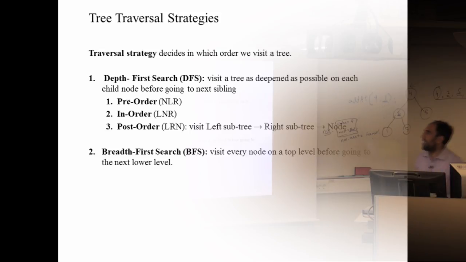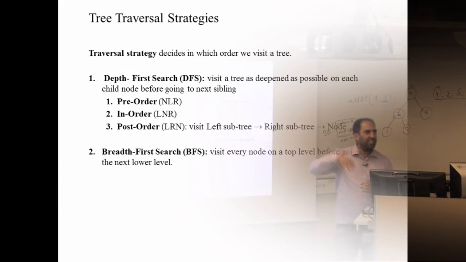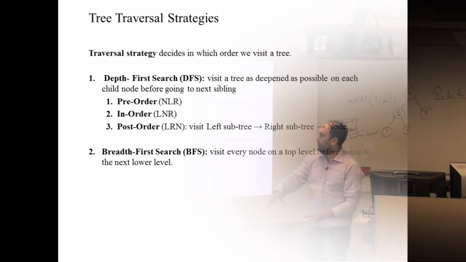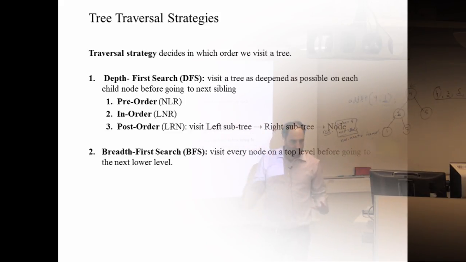It will become more clear here. Tree traversal strategies. Basically, we have two kinds of tree traversal strategies. We can either visit or traverse a tree depth-wise, which means visiting a tree as deep as possible on each child node before going to the next sibling. And for this, we have three different forms: pre-order, in-order, and post-order.